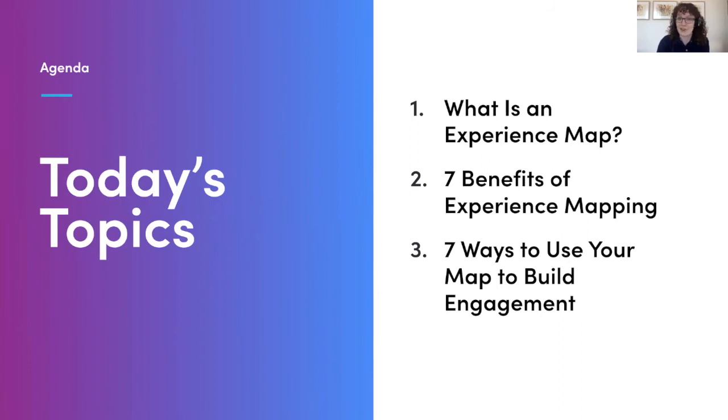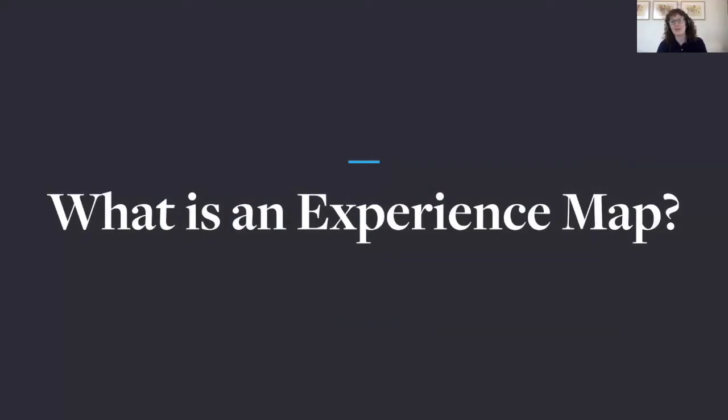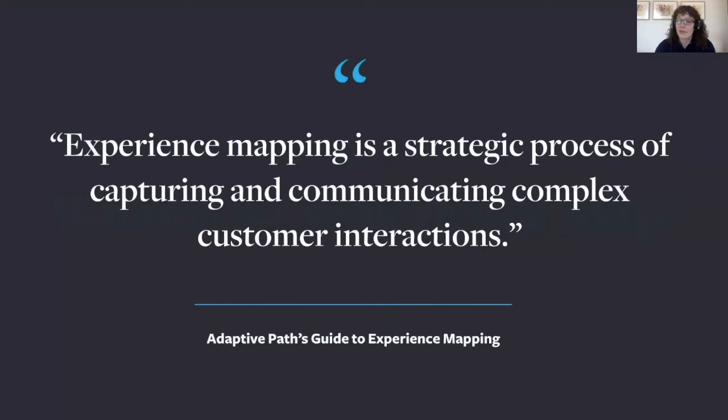So let's get started. First, I think it'll be helpful just to start with a definition. Let's establish a shared definition for what an experience map is. What we're talking about today is really a way to visualize the customer journey. Adaptive Path was one of the first companies to start using experience maps and evangelizing them, and I really like this definition that they put together. This is from their guide to experience mapping, saying experience mapping is a strategic process of capturing and communicating complex customer interactions. So again, our goal is to visualize the customer journey. We're going to do that by capturing customer interactions and then communicating those customer interactions.